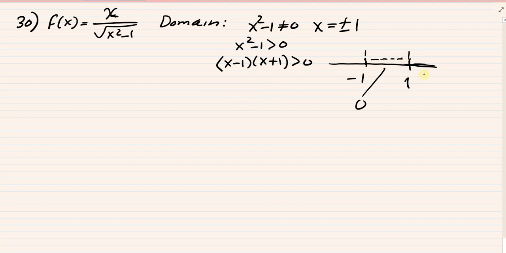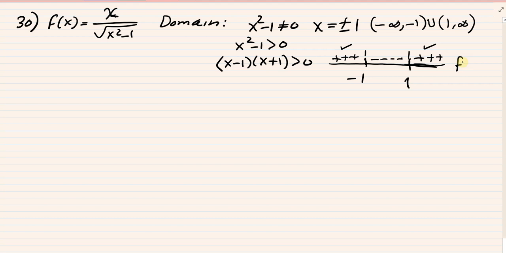Okay. Pick a test point here like 2. 2 minus 1 is 1. 2 plus 1 is 3. It's positive. And this should be positive. Now, we want products that are positive in order to qualify in the domain, right? So that means here and here, the domain finally is going to be -infinity to -1 parentheses, union 1 to infinity. This is the function now, not the derivative, that's just f.